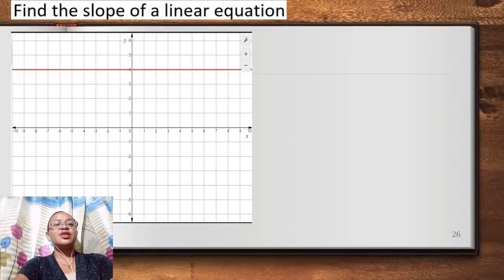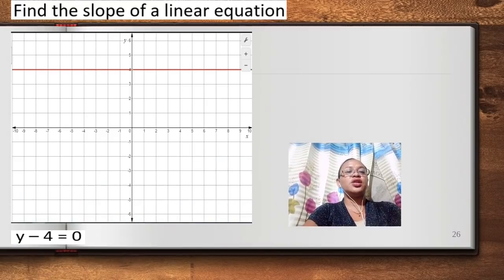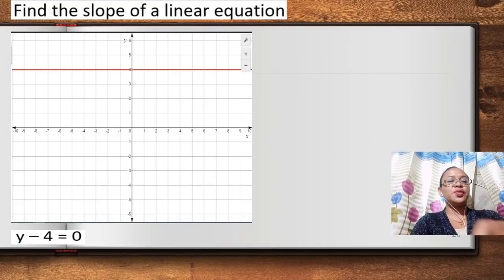Okay. So find the slope of the linear equation. We have the linear equation y minus 4 equals 0. So as you can see, there is no x. So it would be good if in this given, we just use the 2 points. If one variable is missing, then it would be best if we use the formula: you find 2 points and then label them and then substitute them in the formula.